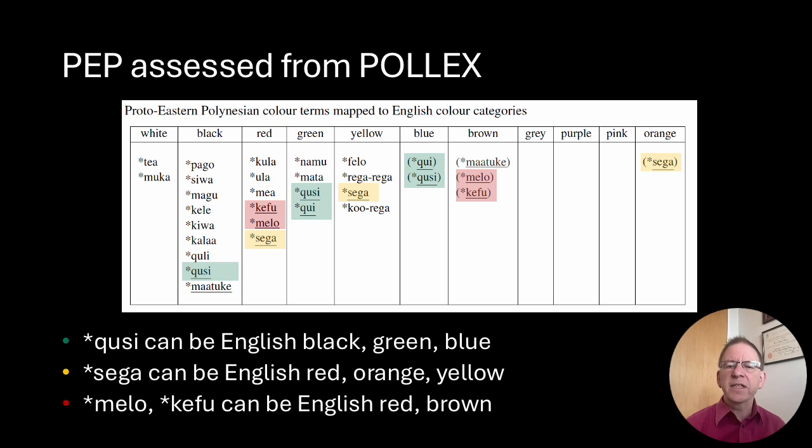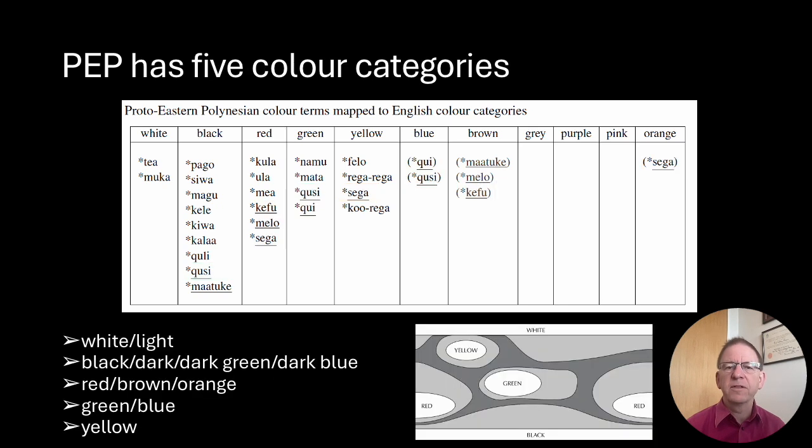These three examples clearly show that Proto-Eastern Polynesian had different colour categories to English. The evidence is such that we believe that Proto-Eastern Polynesian had 5 colour categories. At this distance in time, we cannot know which particular word might have been the basic colour term attached to each colour category, but we are fairly sure that there were 5 categories.